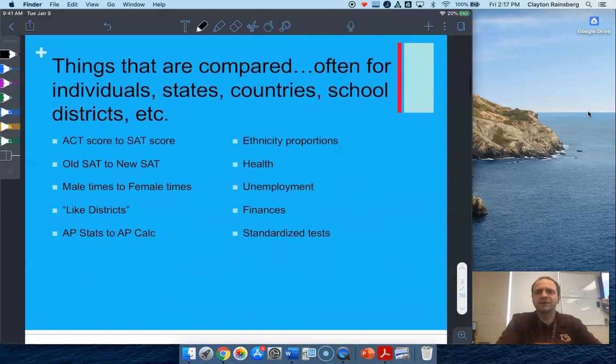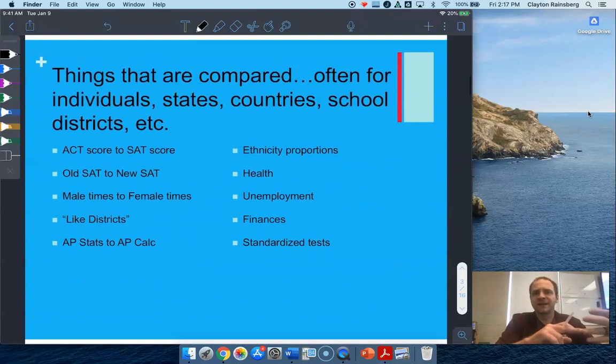So some things we do compare. I mean, we compare SAT scores to ACT scores. We compare AP Stats to AP Calc. We compare districts. We compare finances, standardized test scores. There's all these different things that we compare. We need a standardized system to do it. And that's what we're going to learn in this lesson.